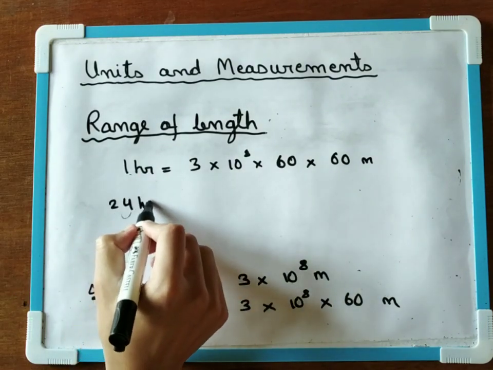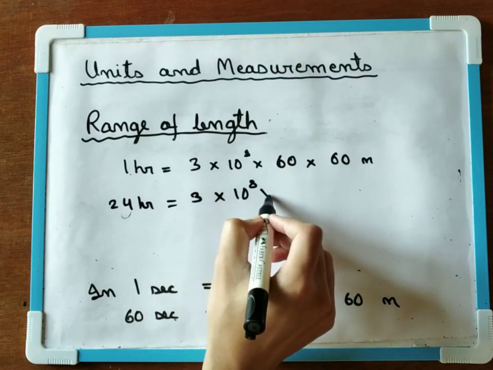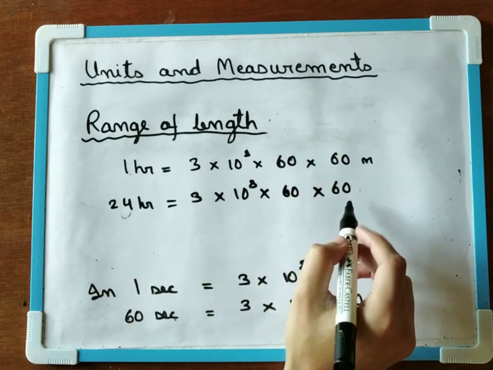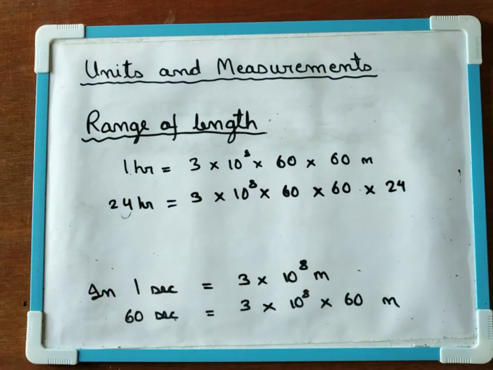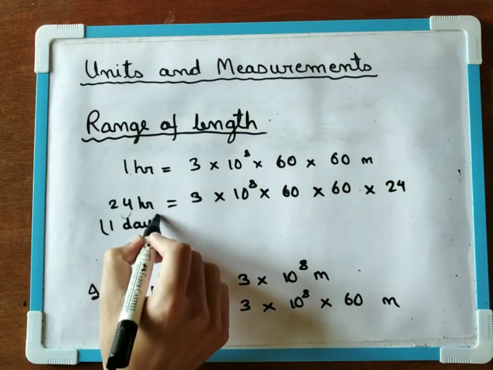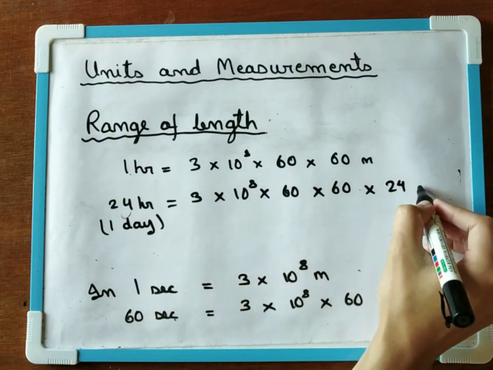Then for 24 hours, that is 1 day, it will be 3 into 10 to the power 8 into 60 into 60. This is for 1 hour. Then for 24 hours it will be into 24. So this is for 1 day. Now in a year, how many days do we have? In a year we have 365 days. So this is for 1 day: the distance traveled is 3 into 10 to the power 8 into 60 into 60 into 24 meter.